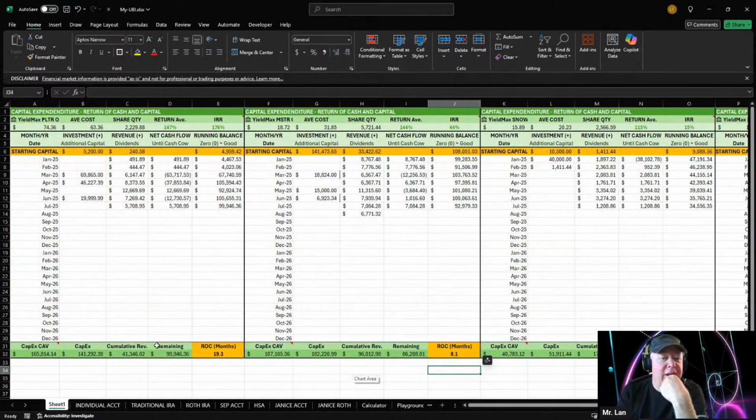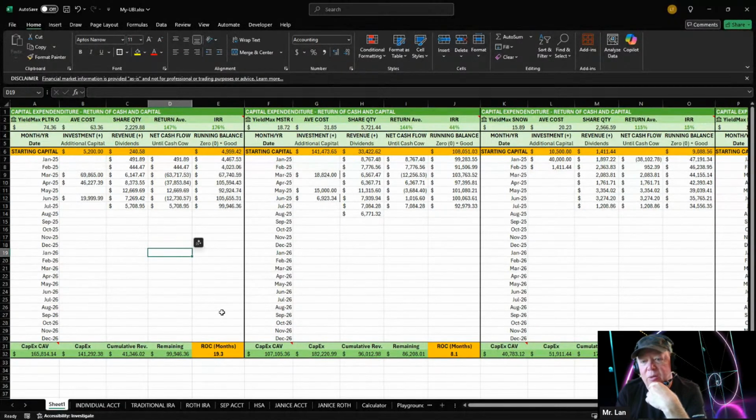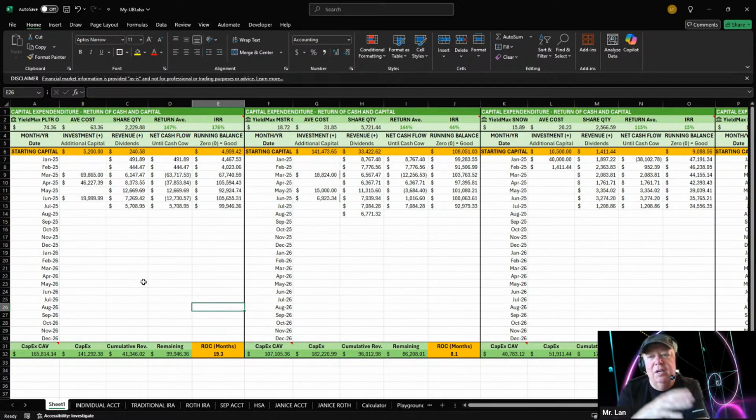So I use different names. Like I have CapEx, CAV, I have CapEx, cumulative rev remaining. I have my ROC. You notice in here, I've got no place where I say cash cow. This is my cash cow. I just renamed it ROC, right? Return of capital.